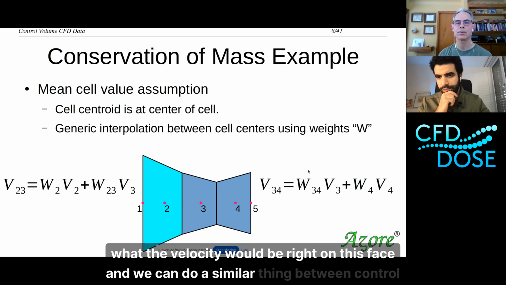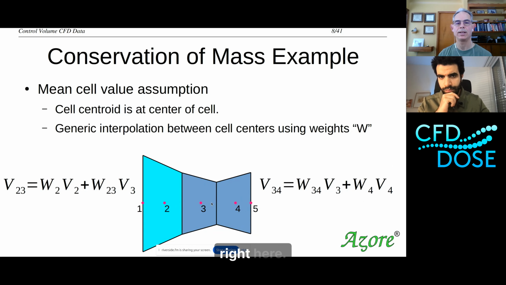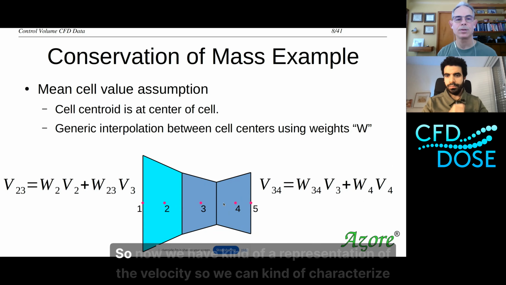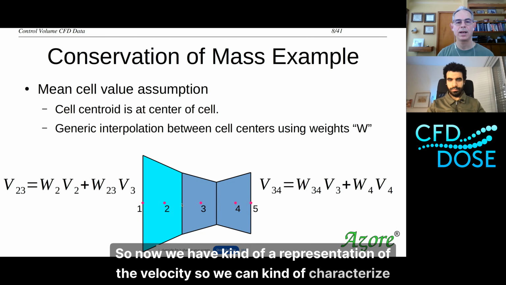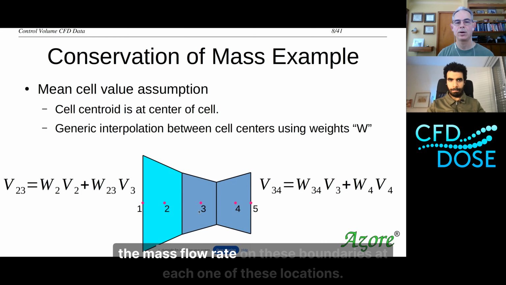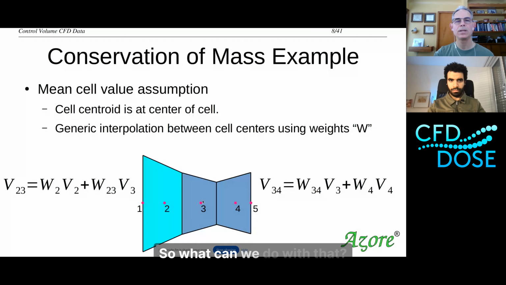And we can do a similar thing between control volume 3 and 4 right here. So now we have a representation of the velocity, so we can characterize the mass flow rate on these boundaries at each one of these locations. So what can we do with that? How can we use this?